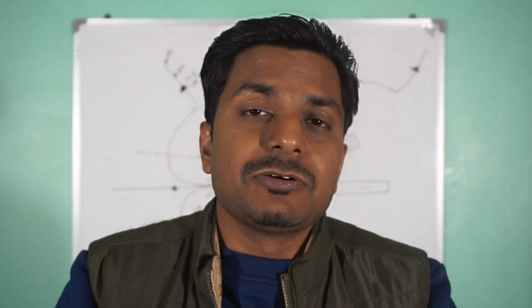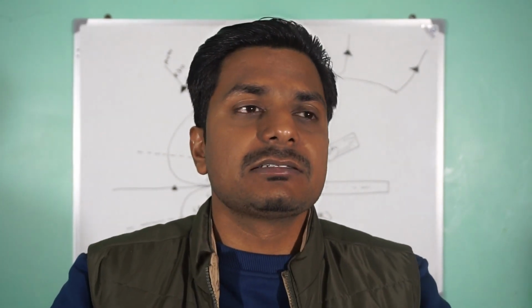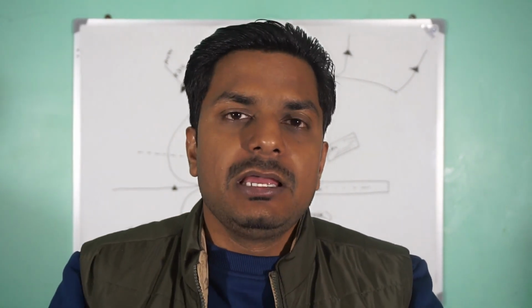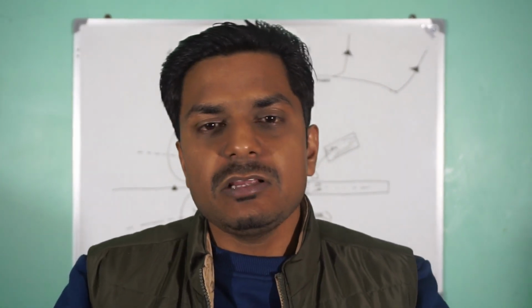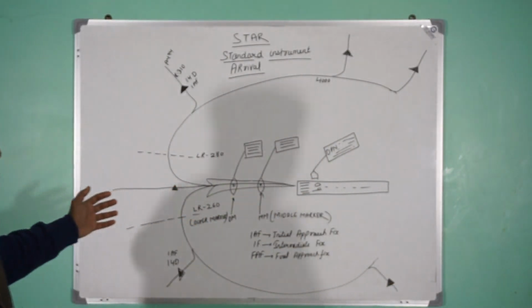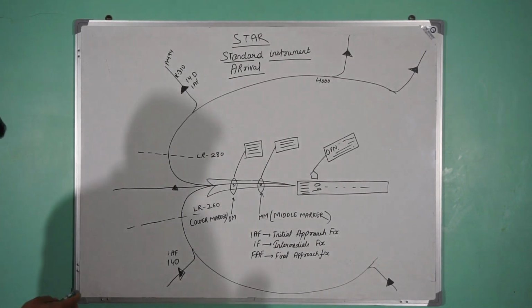arrival charts. So basically, in this chart everything is explained, or you can say the path is drawn. ATC will tell you from which area you have to enter that path. You can see here behind the board, I have already drawn everything.